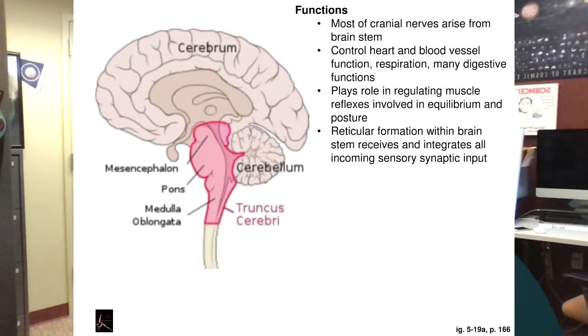So heart, blood vessel function, respiration, digestive functions. It keeps us alive. Okay, and it's continuous with the spinal cord. So a lot of that cross section and the arrangement of the gray and the white matter in the brainstem looks very similar to the spinal cord. Okay, it also plays a role in regulating muscle reflexes, and is involved in equilibrium and posture. And then I'm going to get into the reticular formation within the brainstem. So we'll talk about that separately.